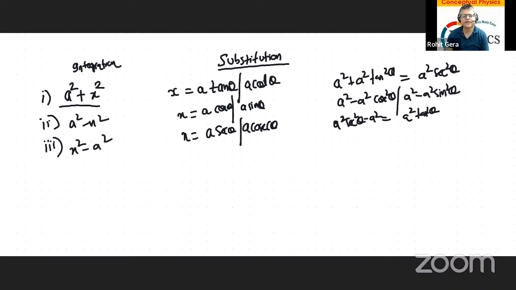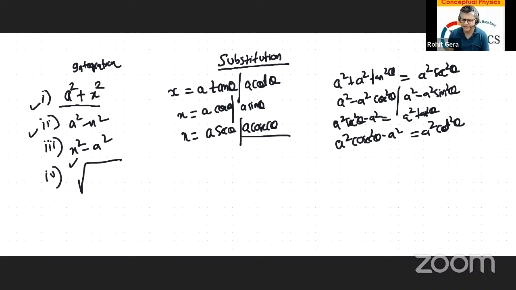So whatever algebraic expressions come in integration, with the help of trigonometry you can simplify them. So for example, I put a square cosecant square theta minus a square is equal to a square cot square theta. Similarly, you can have many. You can have a situation like a minus x upon a plus x, or you can have under root of a plus x upon a minus x. So what do you do? x is equal to a cos squared theta.